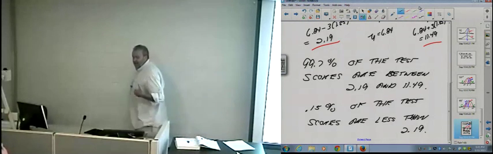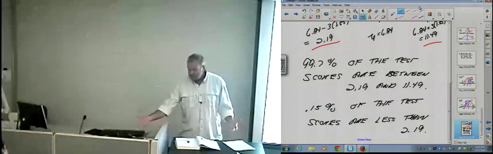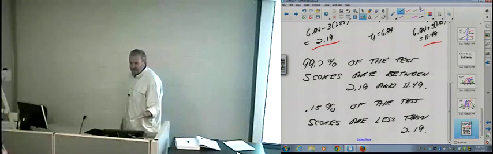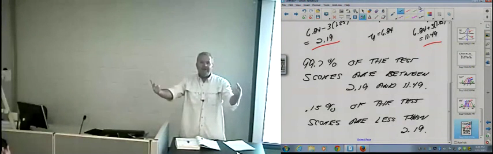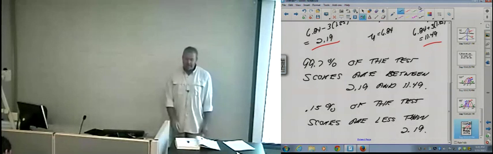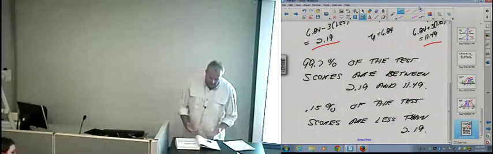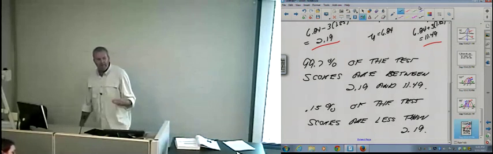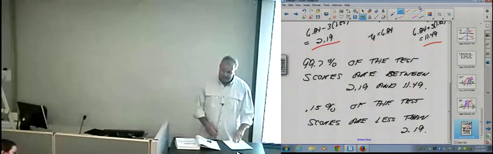So I just wanted to make a couple statements to say, how do I use this kind of stuff? How is this going to play a role in the future? Well, the area represents proportions or percentages of observations. And I know we're looking at the area under the curve, but you're really talking about the values here, right? The 2.19 and the 11.49. Okay? Now, I'm not going to get carried away with a lot of these 68, 95, 99.7 rule questions.